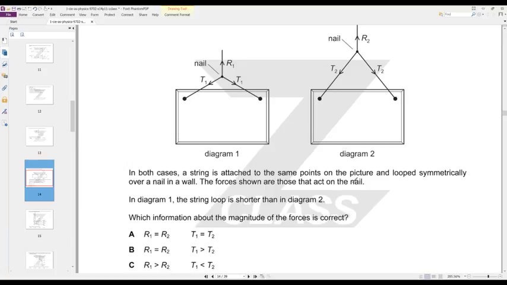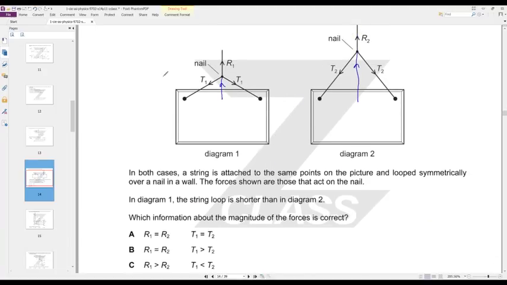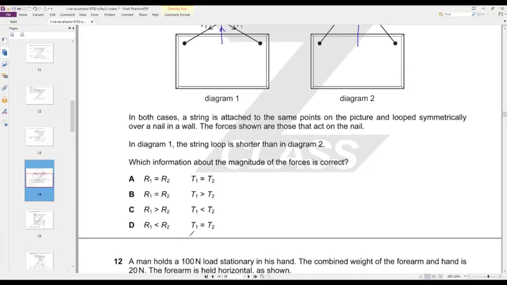The second point is about sine graphs. A smaller proportion of T1 is going to go into holding up the picture in the vertical direction than of T2. And so T1 is going to need to be larger in order to hold up the picture, because most of T1 is actually just pulling horizontally, because it's at a shorter angle. And therefore the answer is going to be B.